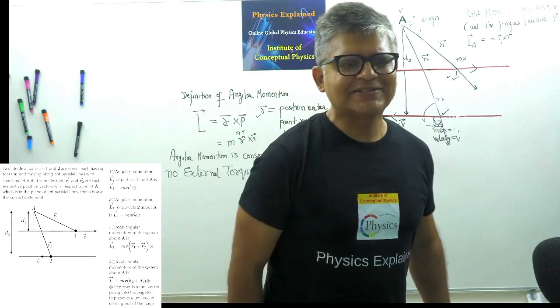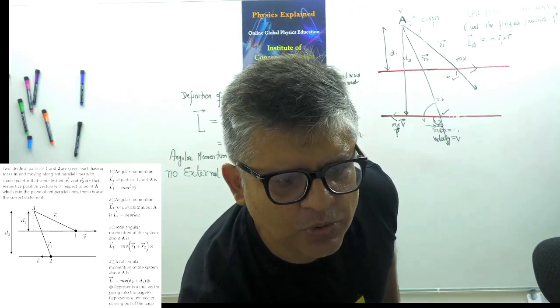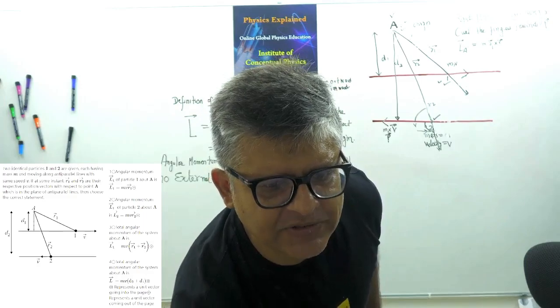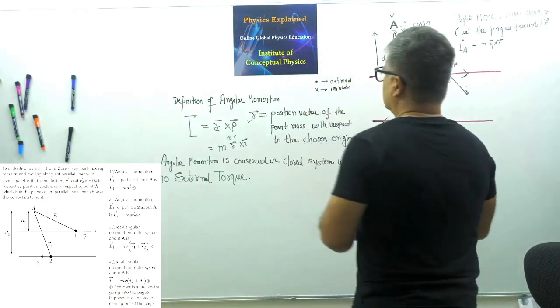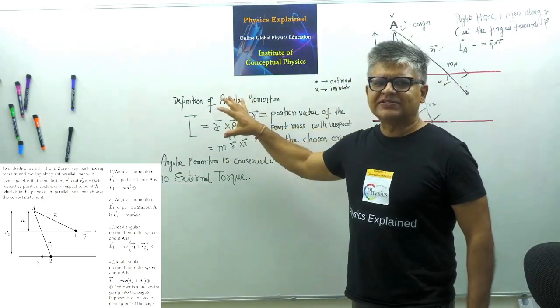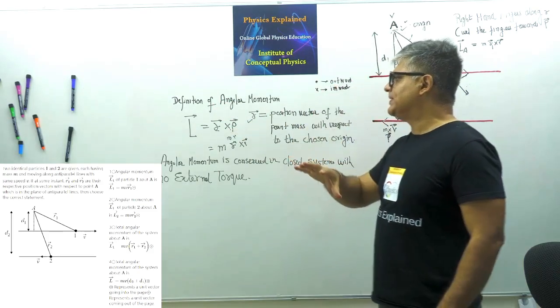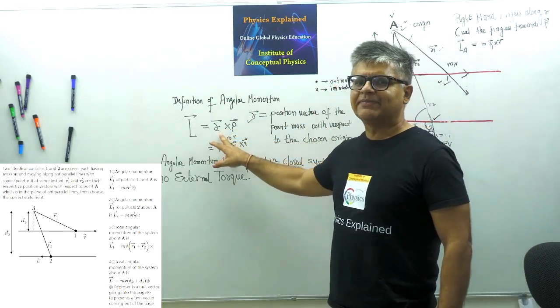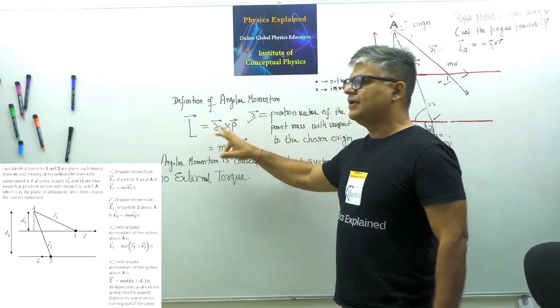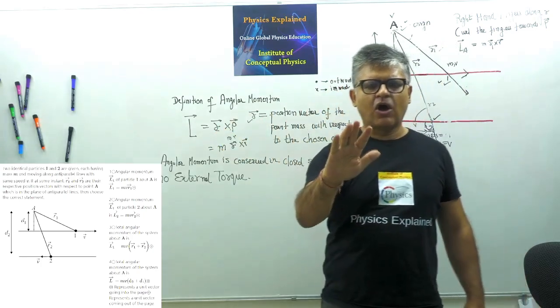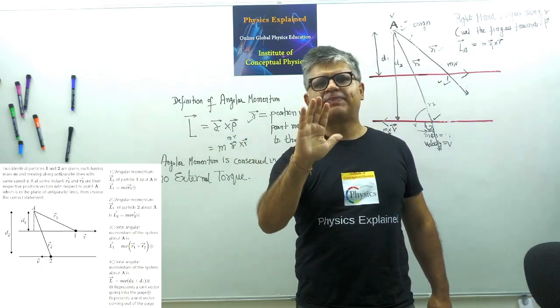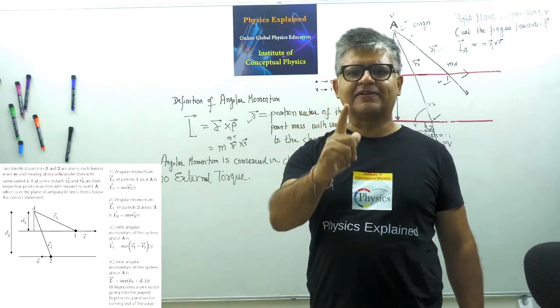Okay, so let's discuss the basic concept of what exactly is happening in this. Let's go to the basic concept. What's the definition of angular momentum? The definition of angular momentum is r cross p, right? The direction of the angular momentum is perpendicular to the plane of vectors r and p.